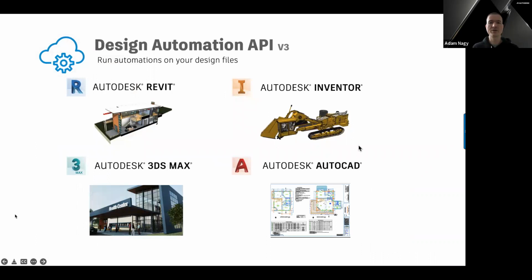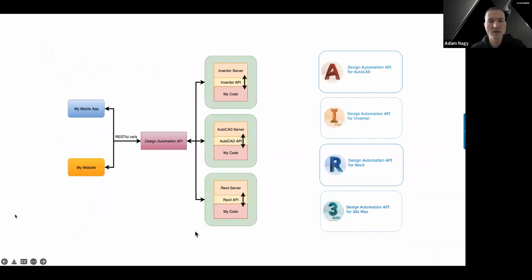So Design Automation API is available for 4 major products that we have: Revit, Inventor, 3ds Max, and AutoCAD. And I created this diagram because, at least at the beginning, sometimes people had confusion about how exactly the API works, and they thought that it was so granular that the REST APIs, these web APIs themselves, were just exposing directly the given product's API. But that's not what happens.